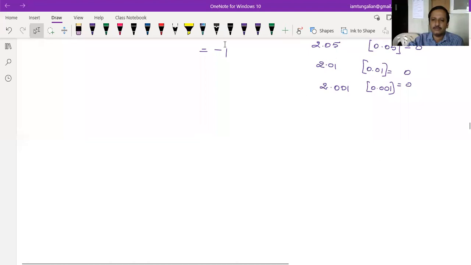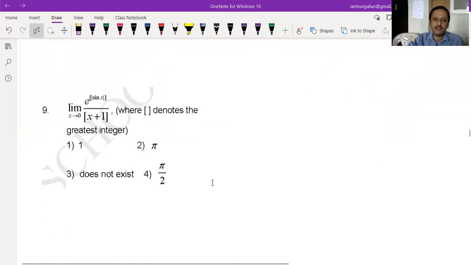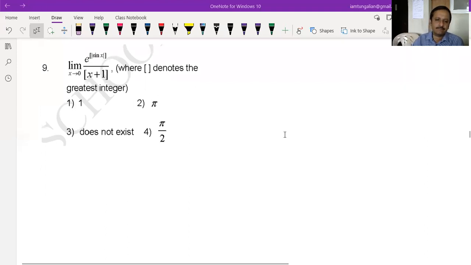Okay. Let's have a look at the next question, which is question number 9. Limit x tends to 0 of e power step of mod sin x divided by step of x plus 1, where step denotes the greatest integer function. Here step is there, mod is also there. x is approaching 0, so better to go for left hand limit and right hand limit.